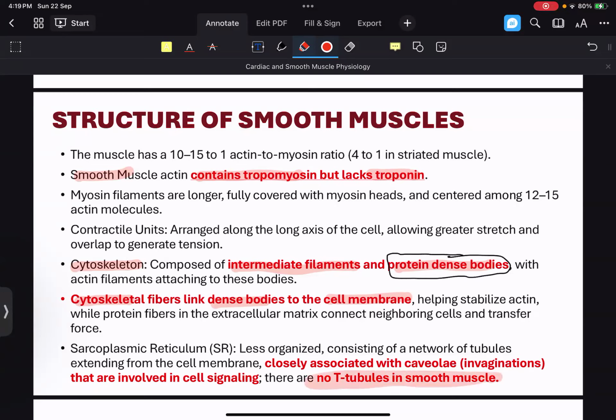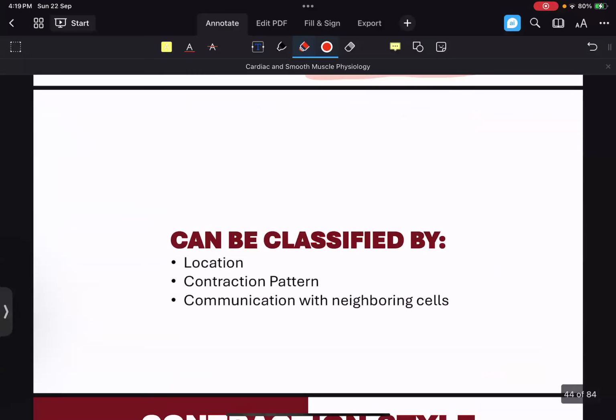Instead, they have something called caveolae, which are like invaginations. They're also supposed to help with cell signaling. But just remember, instead of T-tubules, we have caveolae, and they kind of do the same function. So smooth muscles can be classified by location, by contraction pattern, and by the way they communicate with their neighboring cells. Location, we're not going to go into that.